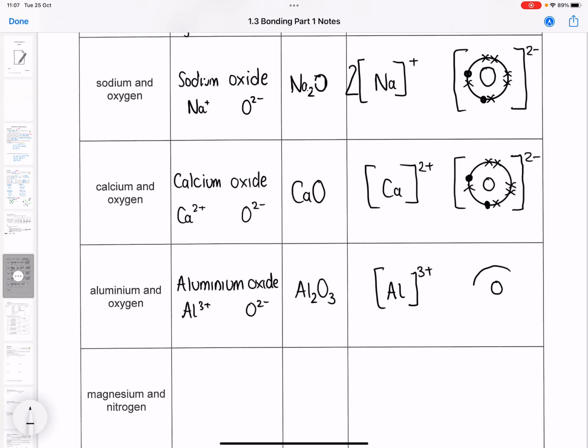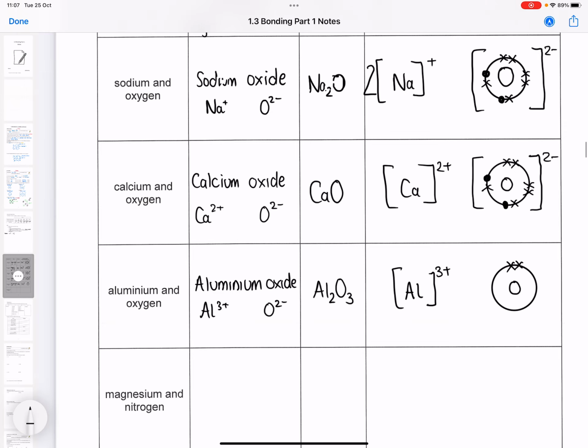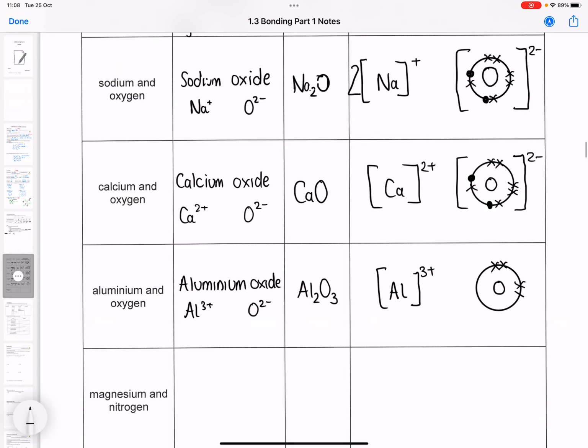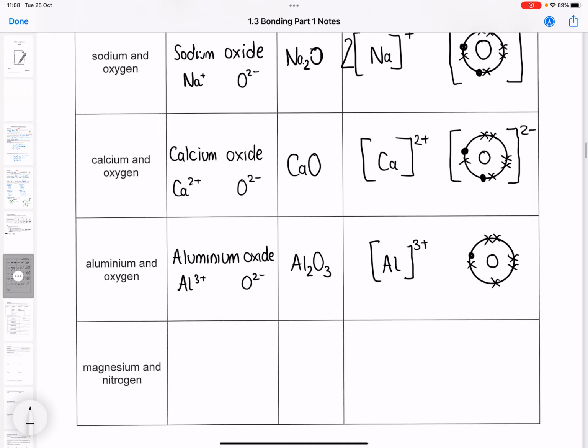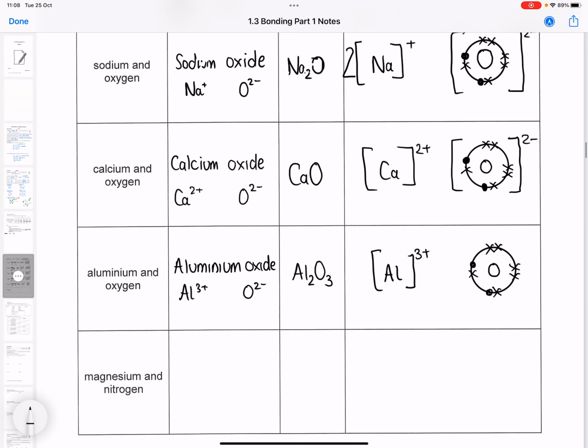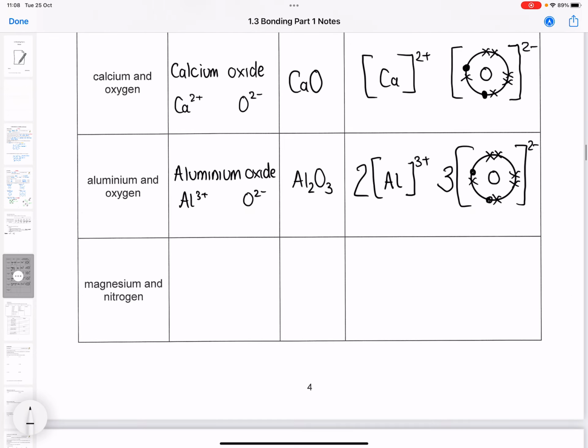Oxygen is a non-metal. It gains. So remember, just like all the other times we've had oxygen, 6 outer shell electrons of its own. Make it up to 8 with 2. So 2 minus. To make the formula, we needed 2 of these aluminium ions and 3 of these oxide ions.